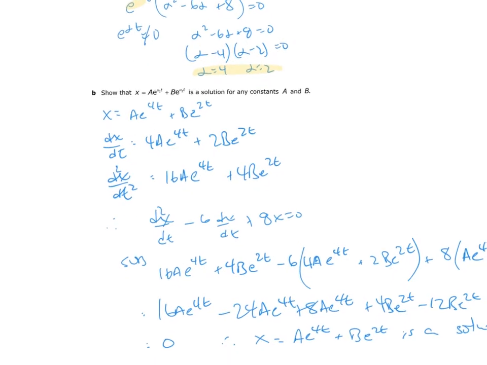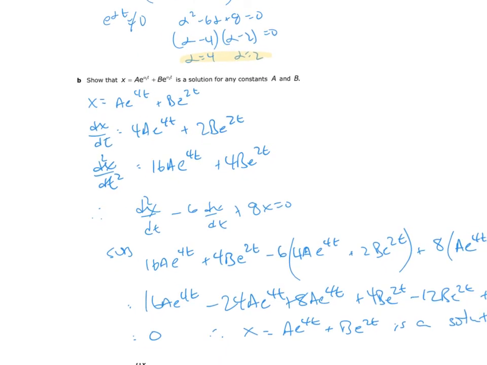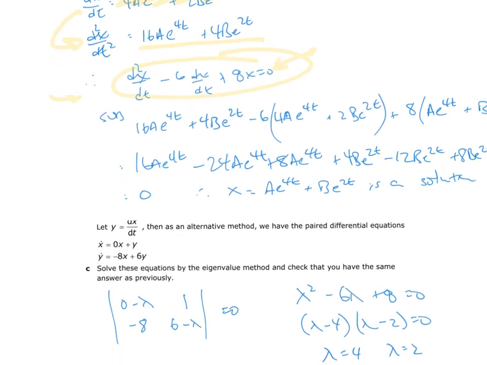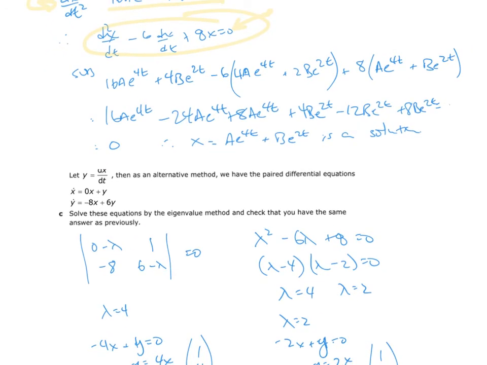We then want to show that x is equal to a e to the power 4t plus b e to the power 2t, and find the constants a and b. Well, if I take this x value and do the derivative, I end up with this. If I take the second derivative, I end up with that. Plugging it into the original equation, everything simplifies away and you end up with 0 at the end. And so therefore we know that this particular equation is a solution to the second order differential equation.